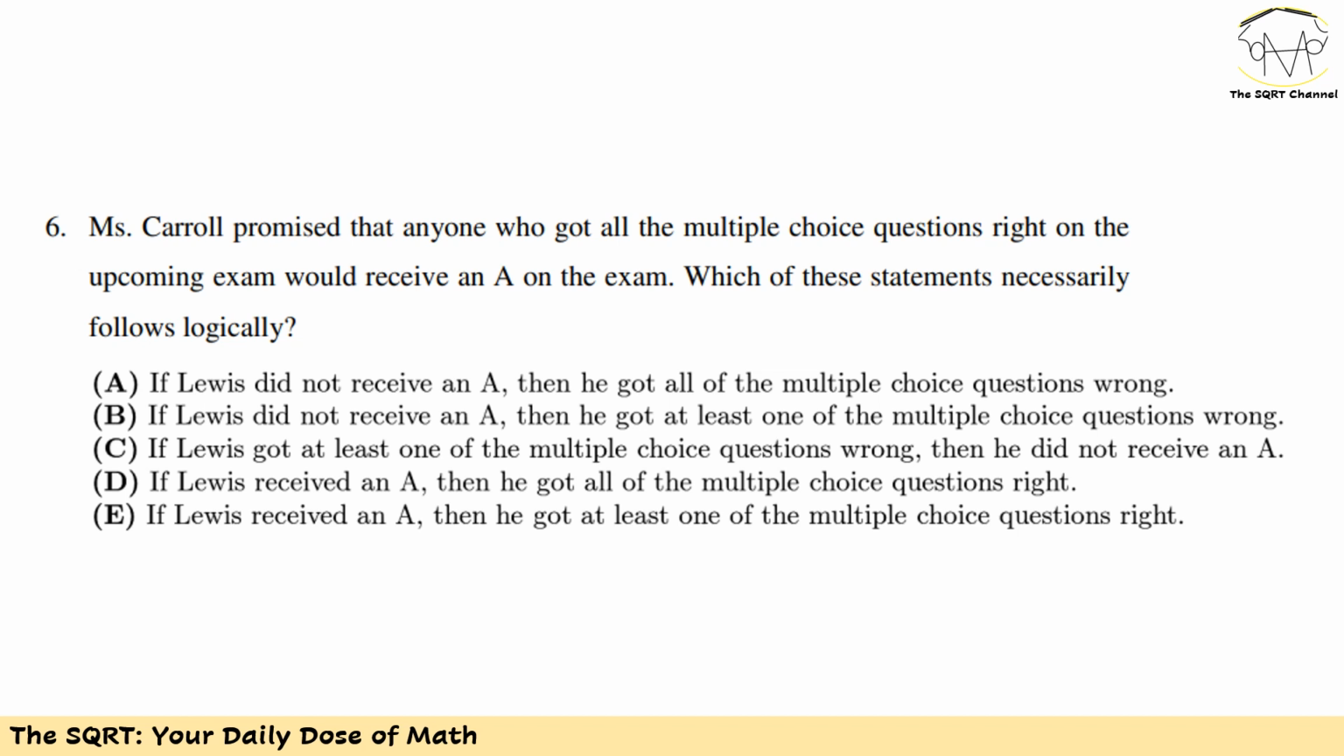D is saying that if the student received an A, he got all the multiple choice questions right. Again, it says if you answer everything correctly, you will get an A. It doesn't say that if you get an A, what did you do? How did you do that in the exam? Now let's talk about E. It says if the student received an A, he got at least one of the questions right. Obviously this is not true too. So altogether, B is the only correct answer here.